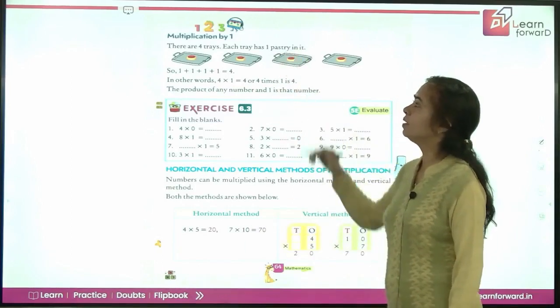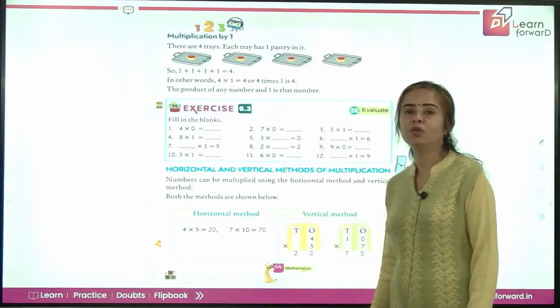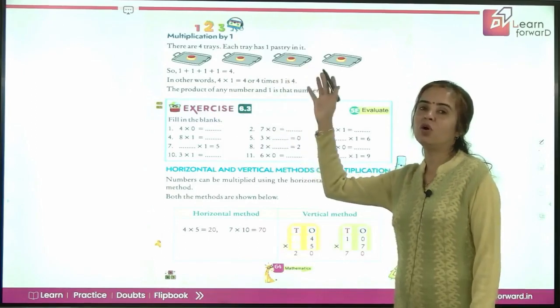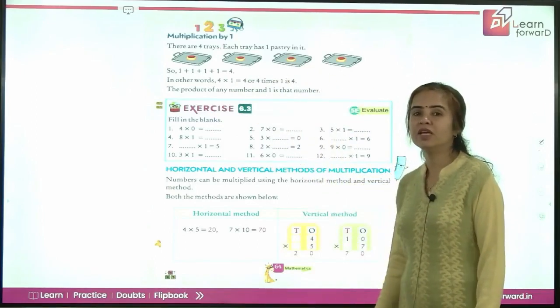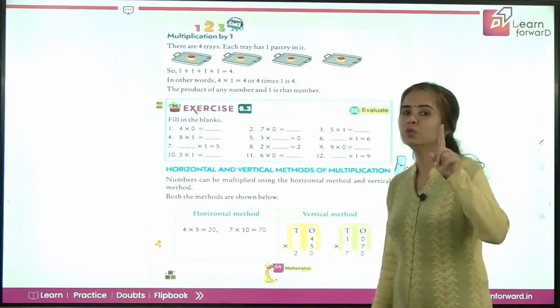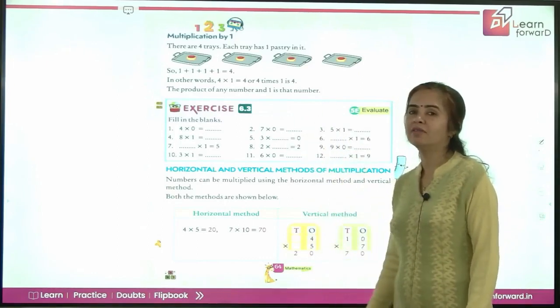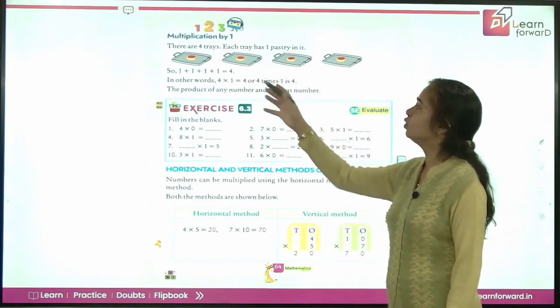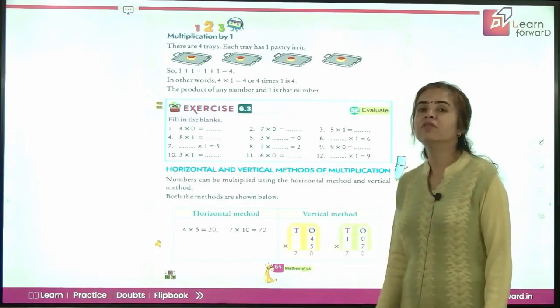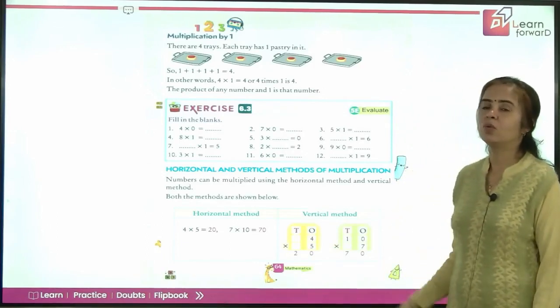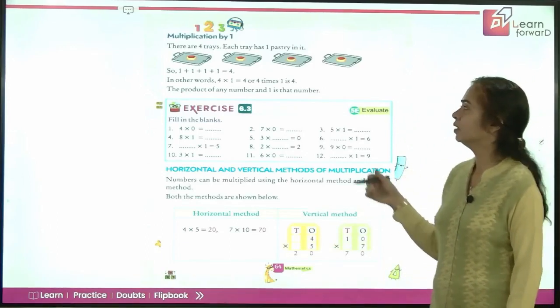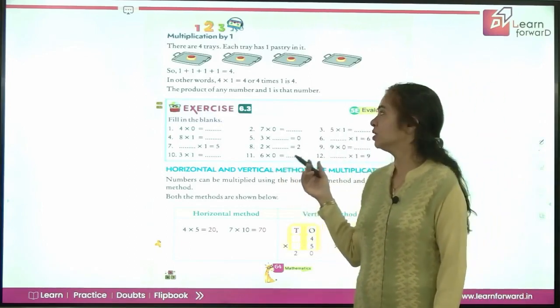And when you multiply any number by 1, what do you get? So you have 1 egg on each of these trays. How many trays? 4. So 4 times 1. So total how many eggs do you have? 4. That means 4 times 1 is 4. When you multiply any number by 1, you get the same number. So these are the two properties you must remember.